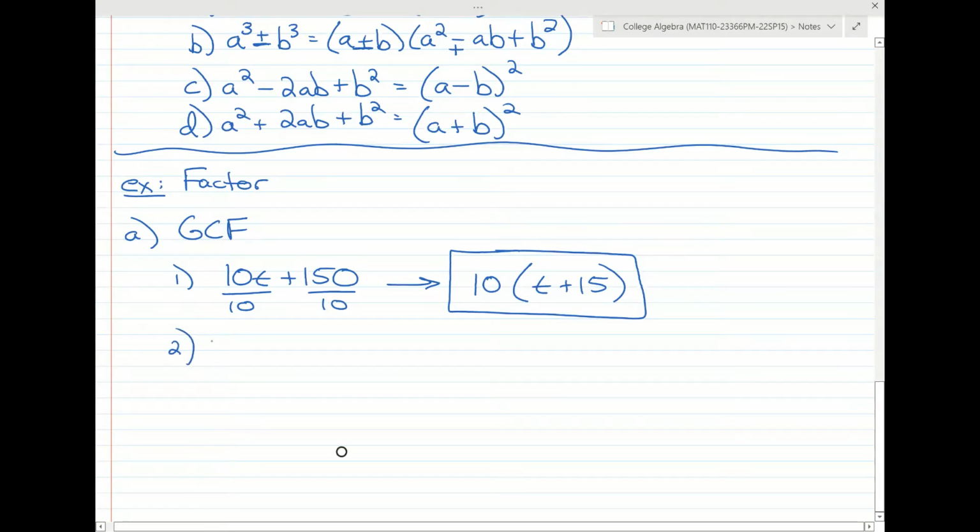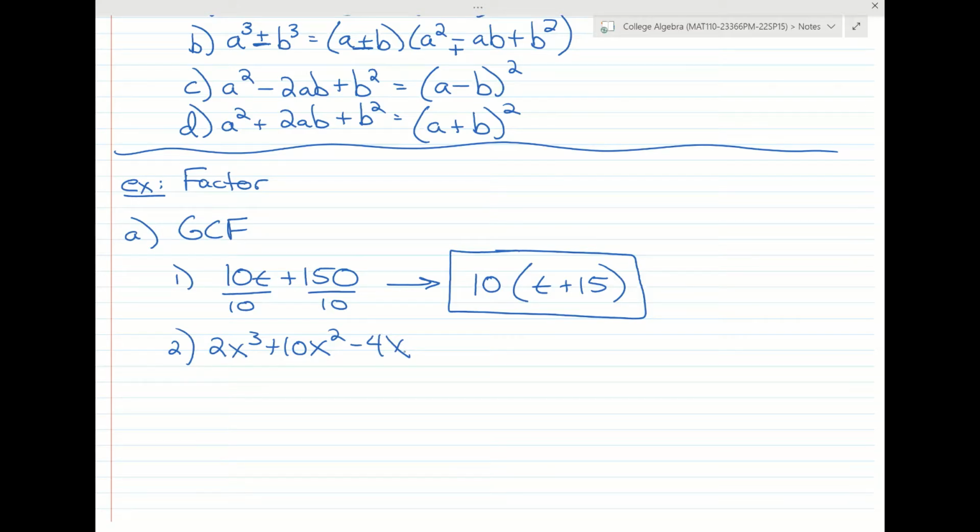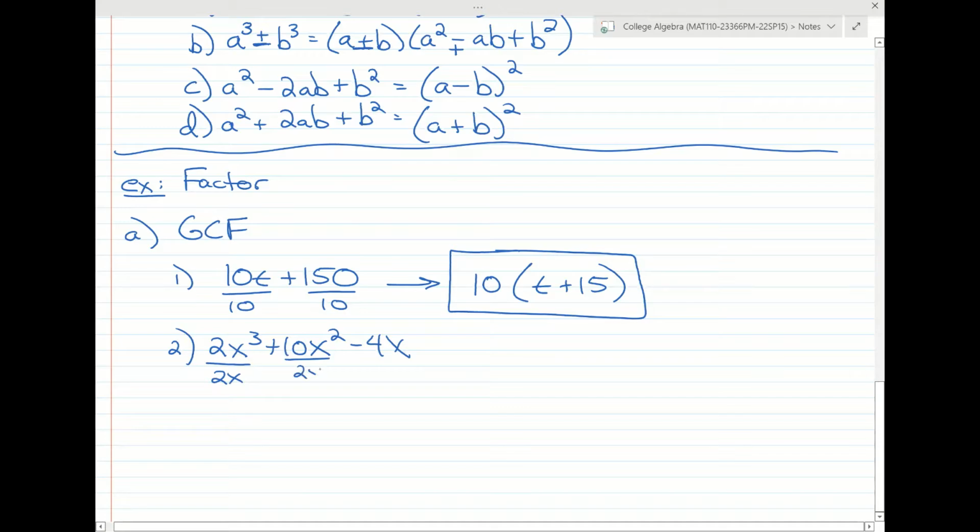Try something else. How about 2x to the third plus 10x squared minus 4x. We could take out a 2x from everything. And then what we do is we write the GCF and then we write the quotient, which would be x squared plus 5x minus 2.